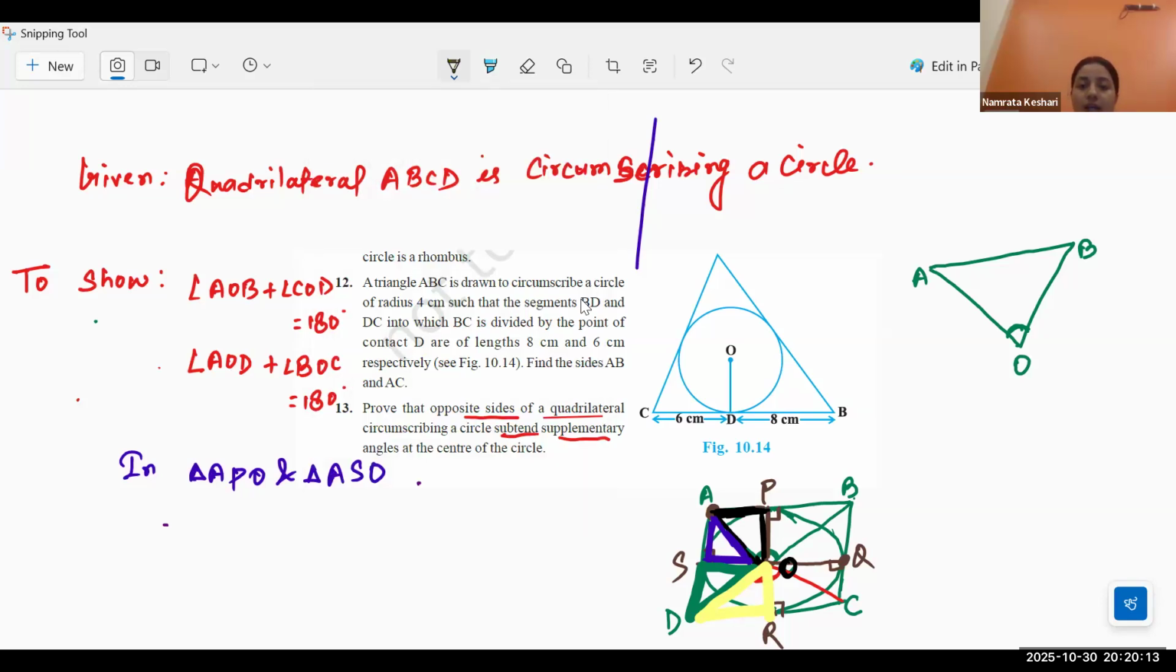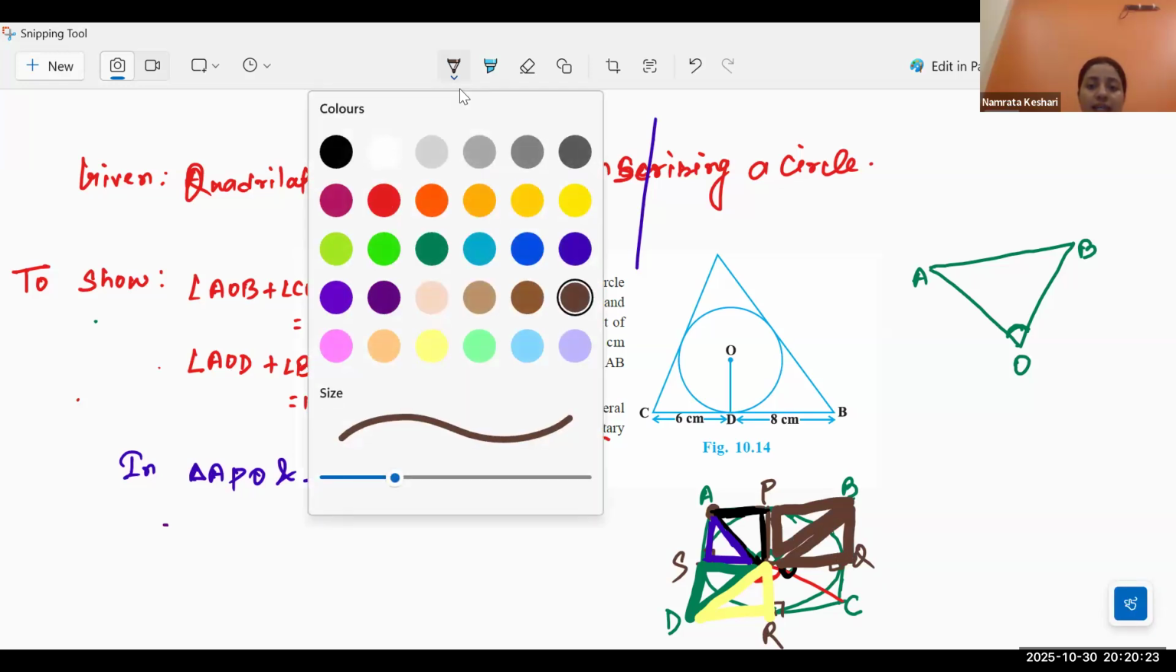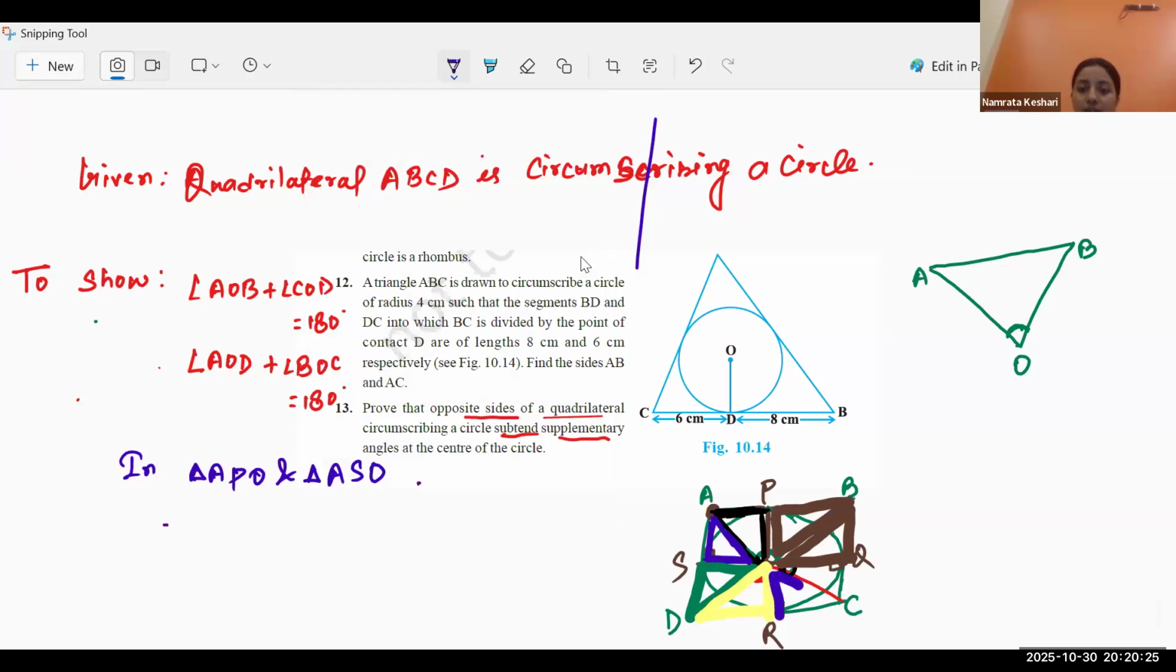Similarly, all these triangles. You will find that here you have a triangle and here also you have a triangle which will be congruent with each other. And similarly you will realize that here also you have a triangle and here also you have a triangle which are congruent with each other.